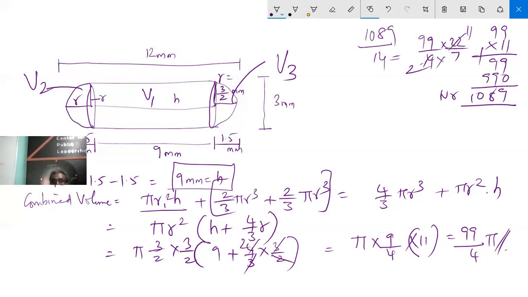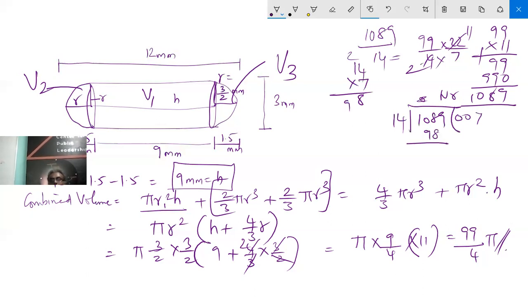So what you have to do? 1089 divided by 14. In 1 it won't go. In 10 also it won't go. In 108, 14 will go. 14 into 7 is 98. So 7 it will go, 10 is remaining. In 10 it won't go, so you have to bring down 9. In 109 it will go again 7 times, 98. So 77.